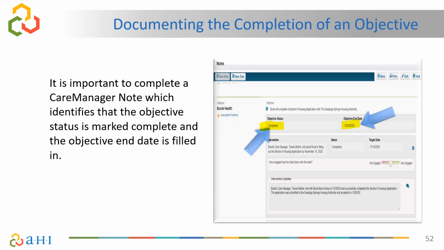In this example, Borat will complete a Section 8 housing application with Saratoga Springs Housing Authority. There was a completion status identified, the end date has been identified, and then there's an intervention update note in there. Borat's care manager, Travis Bethel, met with Borat face-to-face on 10/29 of 20 and successfully completed the Section 8 housing application. The application was submitted to Saratoga Springs Housing Authority and accepted on 10/29 of 20. So now you've closed that loop in the plan through this note.